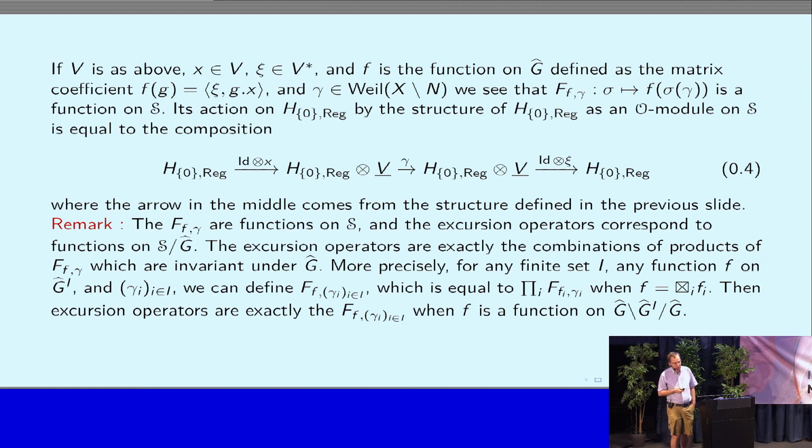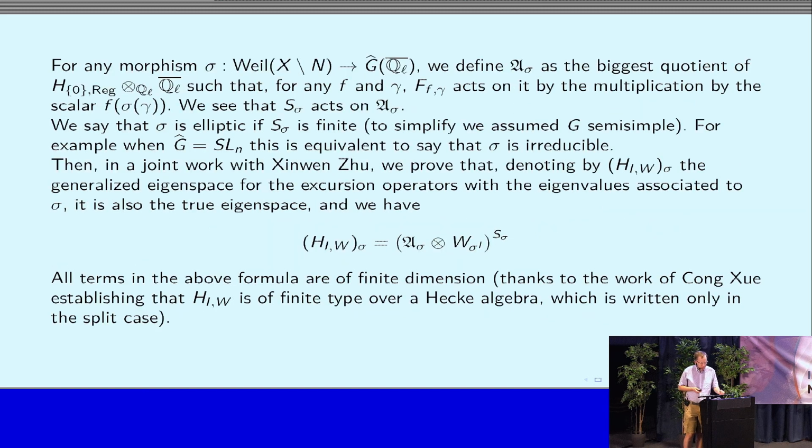And this is the F_gamma function on S, and the relation with the excursion operators is the following. The excursion operators are functions on S mod G hat. They are on the coarse quotient, if you want; there is a difference between the stack and the coarse quotient. The excursion operators are a particular case of a combination of products of the F_gamma which are invariant under G hat. And then for any morphism sigma, we can define A_sigma, the fiber of this O-module at sigma, technically the biggest quotient and so on.